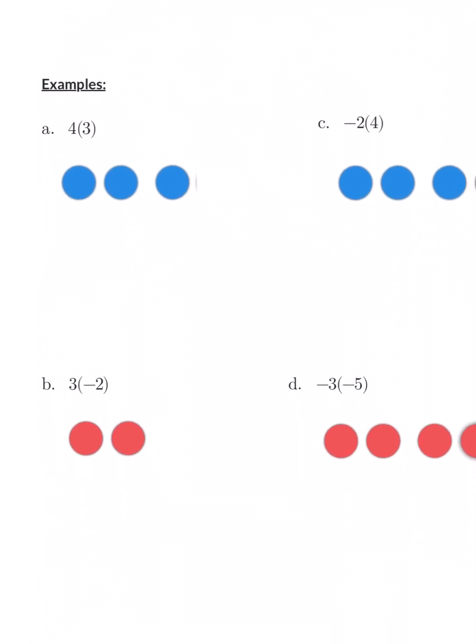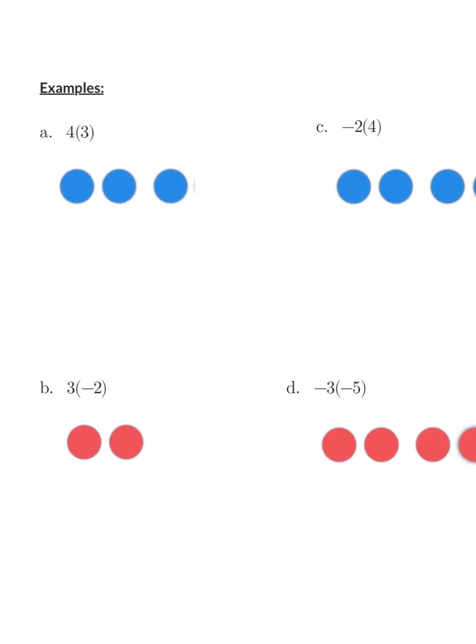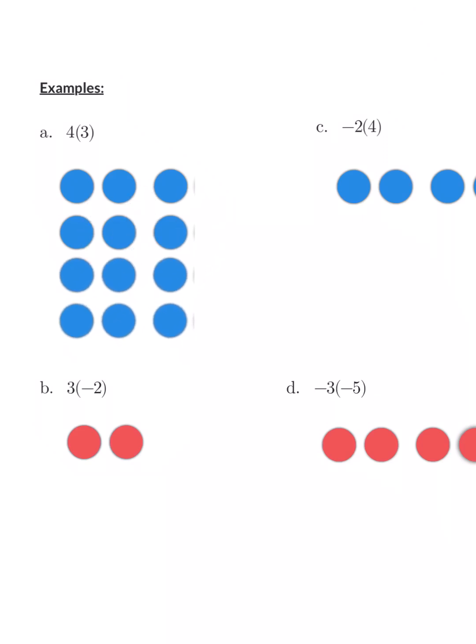All right, example A, we want to multiply 4 times 3. Both of these are positive, and so I have my set of 3 here, and I want to have 4 of these. So we have our 4 sets of 3, and if we total this up, we get 12. So 4 times 3 is equal to 12, and you probably knew that already.